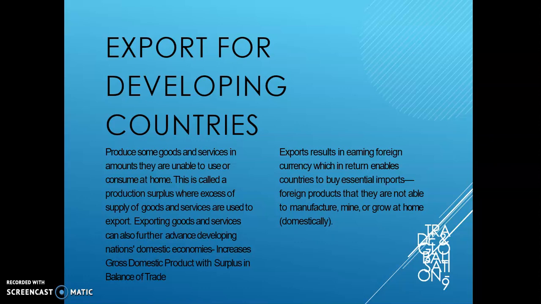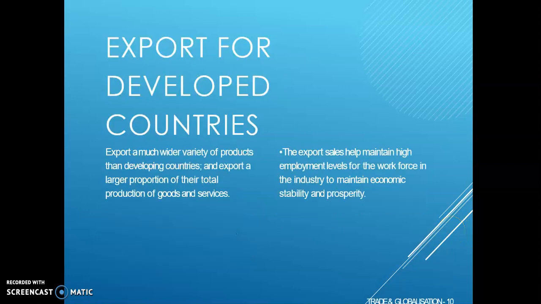This is where it results in an increment in the gross domestic product with a surplus in the balance of trade. On the other hand, developed countries' exports are much wider in variety of products. This is where they have more different types of products to be exported as compared to the developing countries. Moreover, developed countries have a larger proportion of their total production of goods and services exported.